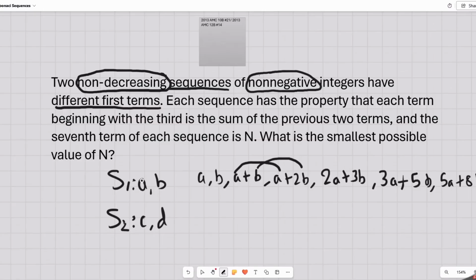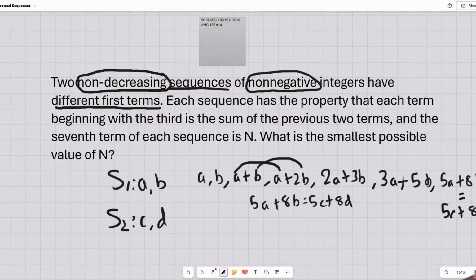So we know both sequences have the same seventh term, which is 5A plus 8B, or in this case, for sequence 2, it'd be 5C plus 8D. Now these two are equal to each other. So when we equate them, we can say that 5A plus 8B is equal to 5C plus 8D.